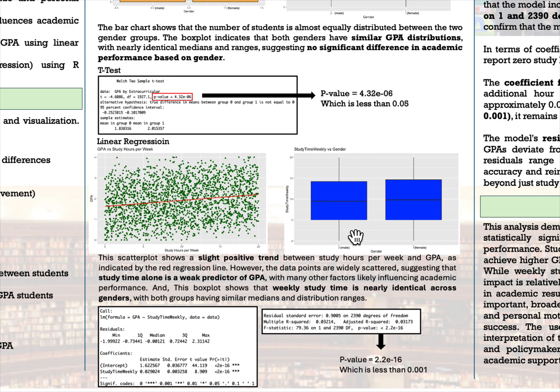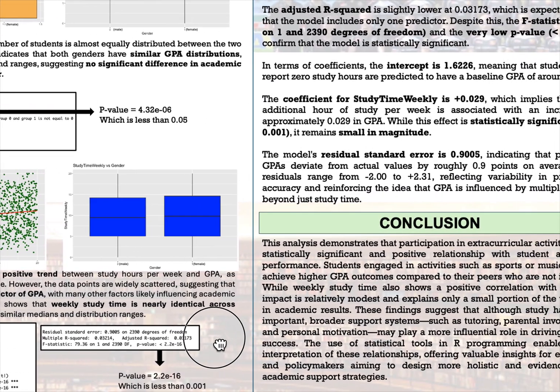And this box plot shows that weekly study time is nearly identical across the genders, with both groups having similar medians and distribution ranges. Alright, for the linear regression run in R programming, the p-value is 2.2 times 10 to the minus 16, which is less than 0.01.